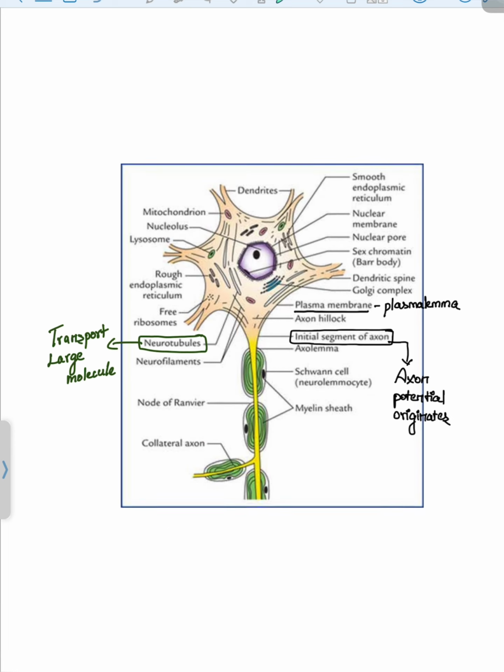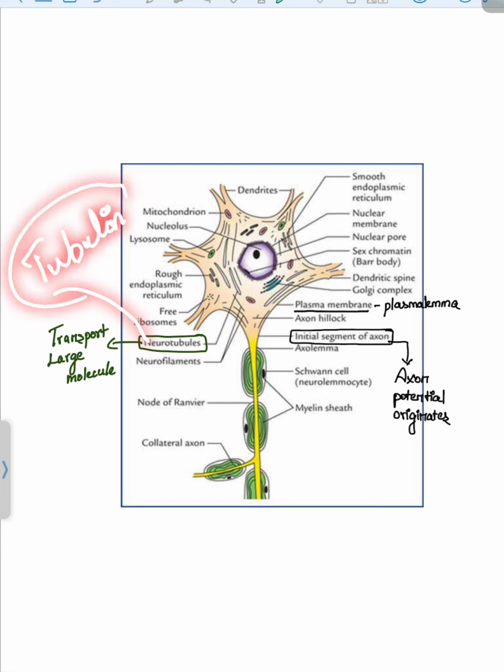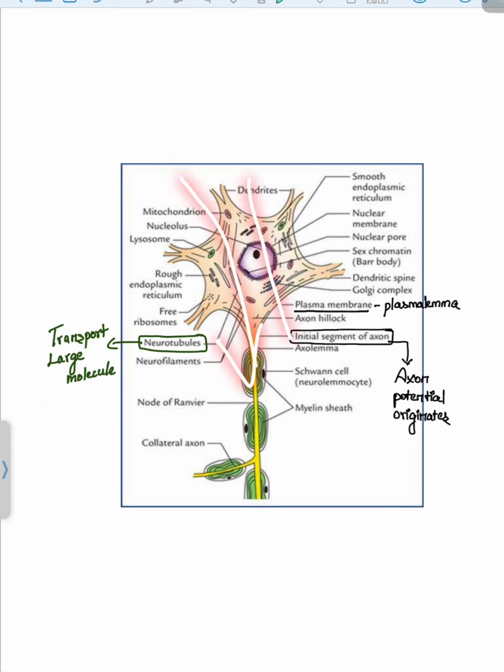Okay, now could you all see the neurotubules visible here? Yes? Okay. These neurotubules are made up of a protein called as tubulin protein. We would have studied this even in our state board or NCERT books in 12th standard, right? These are necessary for the transport of large molecules across the neuron in both directions, in this direction and also in this direction. In either direction, when there is a need for transport of large molecules, we need neurotubules.